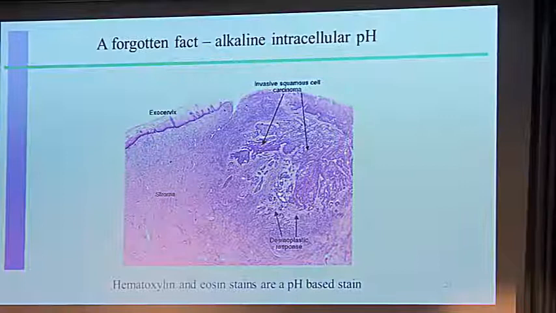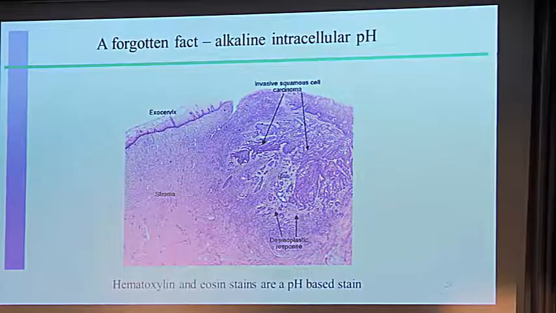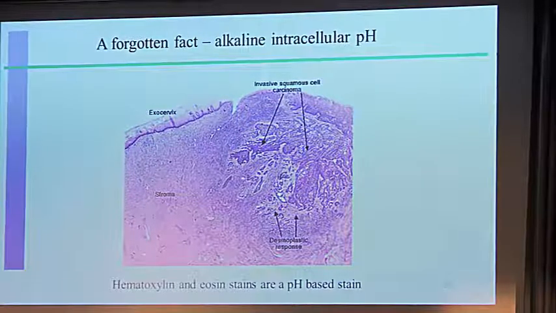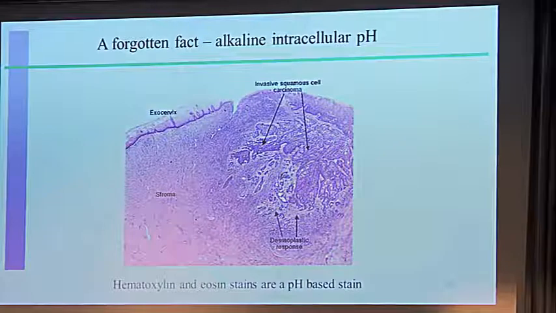The tumor cells are alkaline. The fact that tumor cells are alkaline was published way back, but it's a forgotten fact. People are always speaking of the acidity outside the cells, but inside the cell is alkaline. It's what we use when we go to tumor boards. When they do the staining, the eosin hematoxylin, these are pH-dependent stains. And the tumor cells are basic.